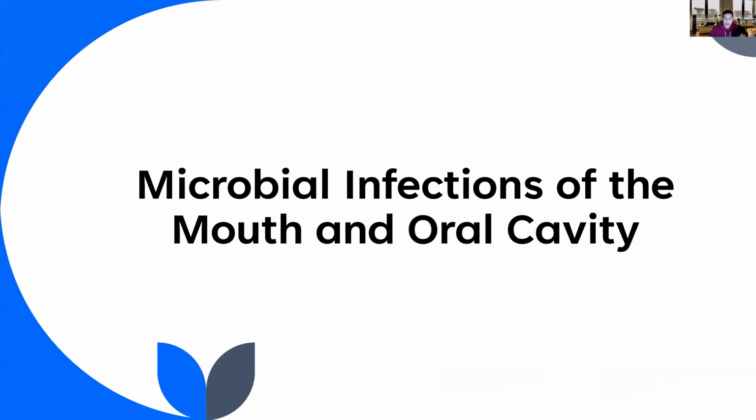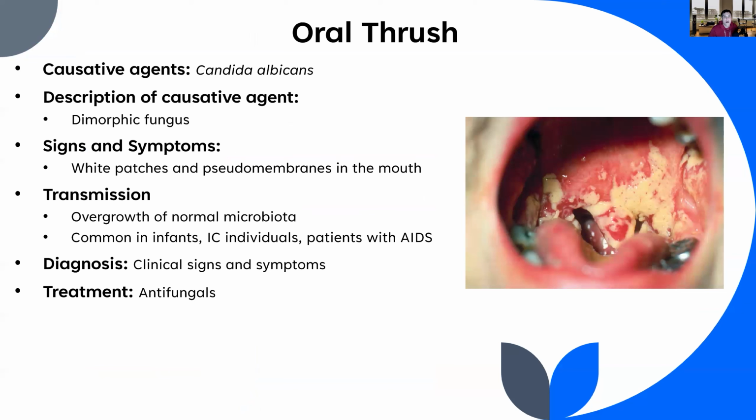Let's start by talking about microbial infections of the mouth and oral cavity. The first one we'll talk about is oral thrush. Oral thrush is caused by a dimorphic fungus known as Candida albicans. We have met Candida albicans before in another video, in particular as the cause of yeast infections. Candida albicans is present in something like 99% plus of the human population. It's a perfectly normal part of our microbiota. Where we run into issues with it is if it is able to overgrow in certain areas.